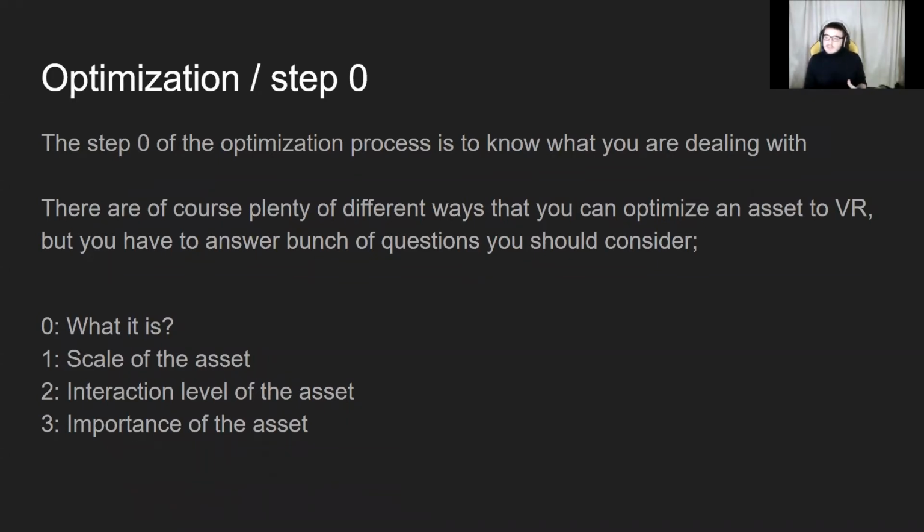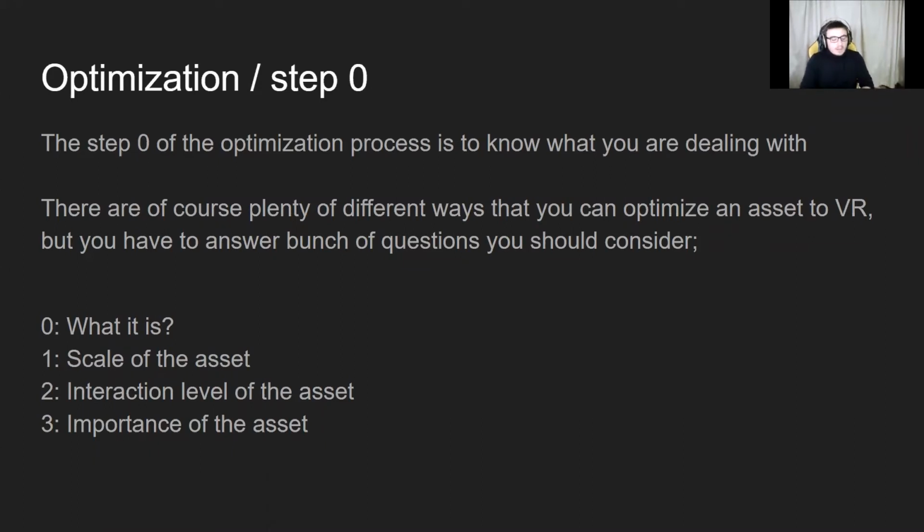So let's talk about optimization of a thing. Step 0 of the optimization process is to know what you are dealing with. What is the object, what is the scale of it, can you interact with it, and what's the importance of the asset in the whole world? So let's start from 0. What is it? Is it a car? Is it a couch? Is it a prop? Or is it a hero prop or a non-hero prop?